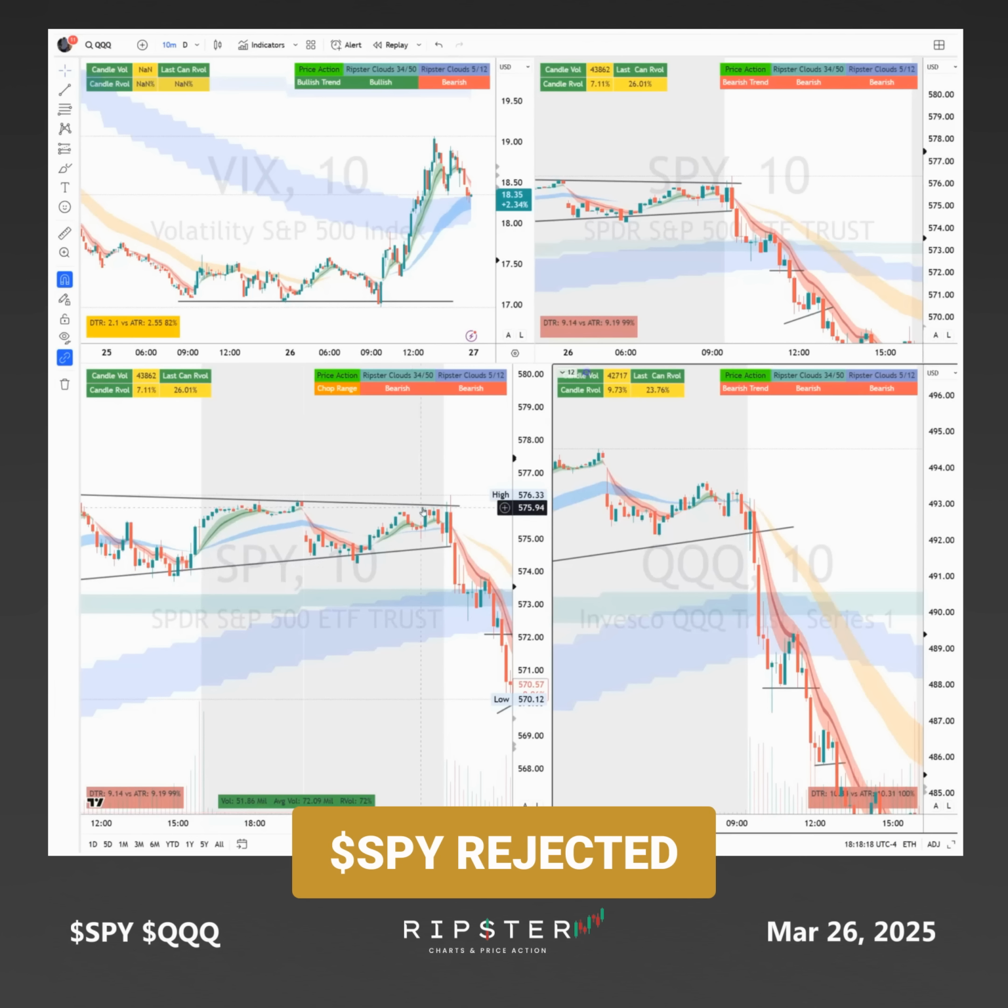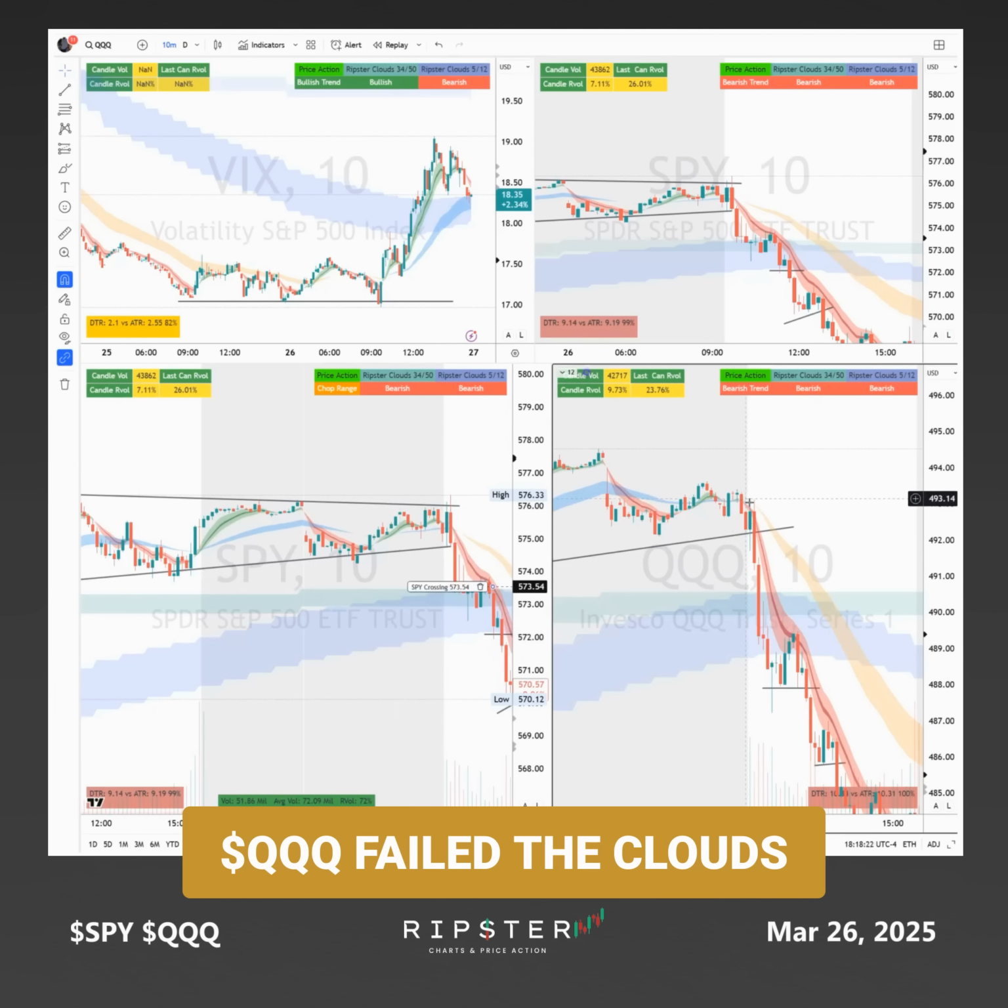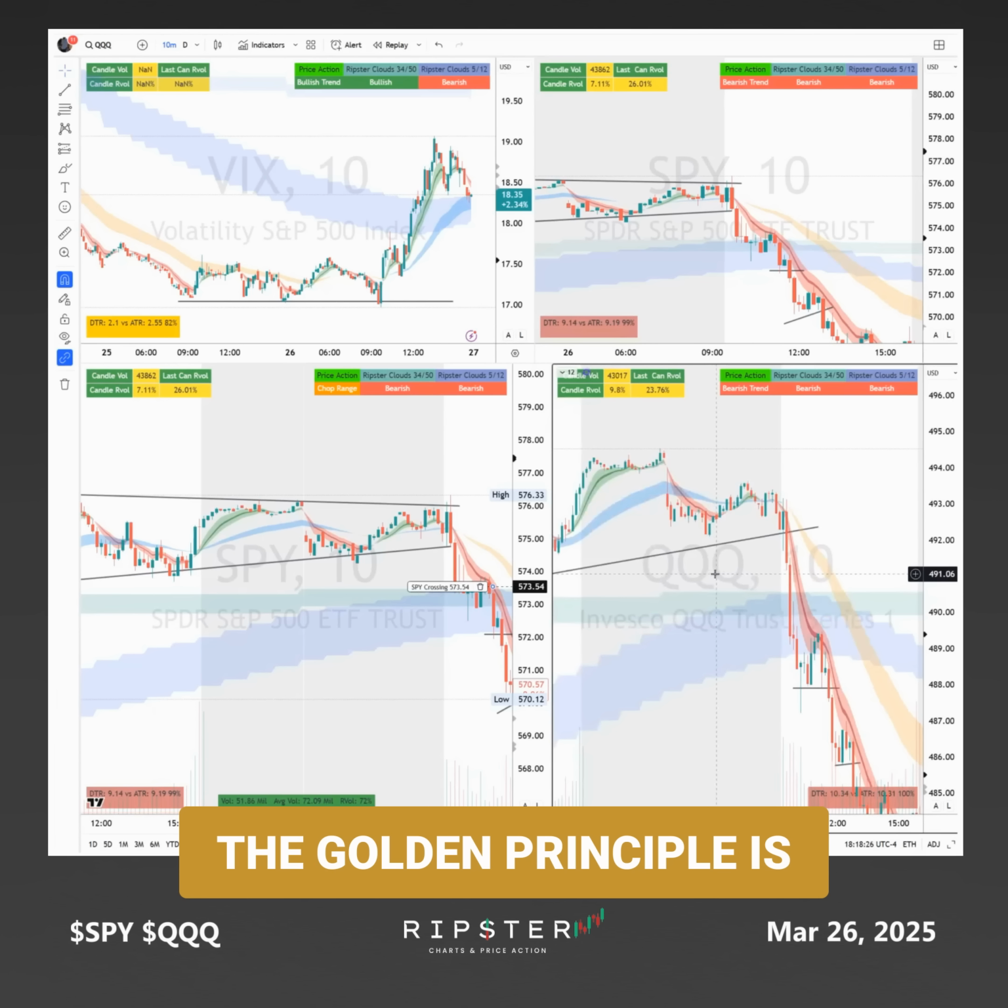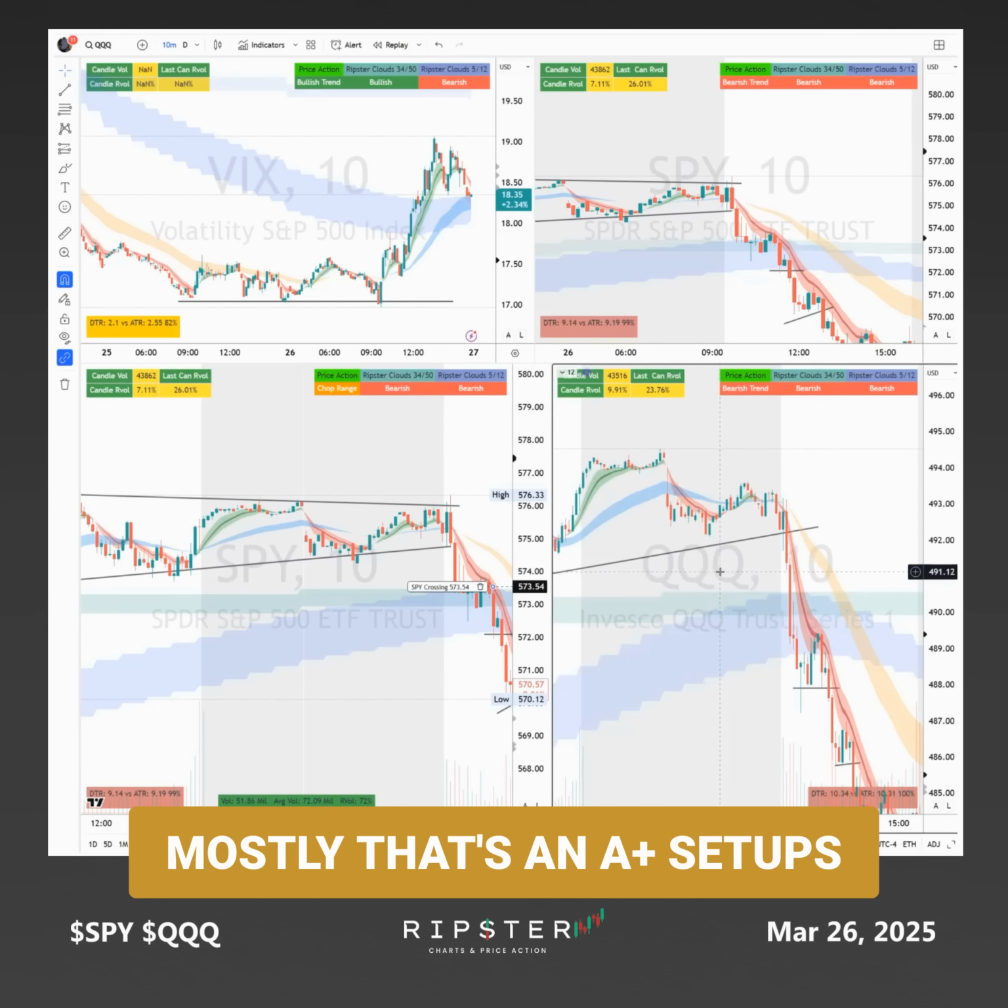What happened next? SPY rejected the pre-market highs. QQQ failed the clouds. The golden principle is, if the market is not trading over the opening price, pre-market highs or yesterday highs, you should not long it. Mostly, that's an A+ setup. So both cases were bearish.